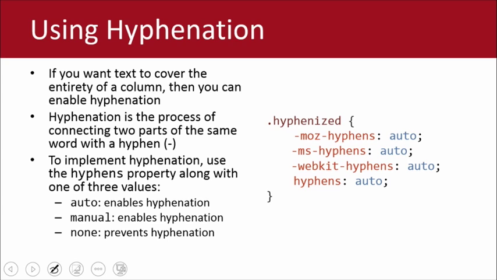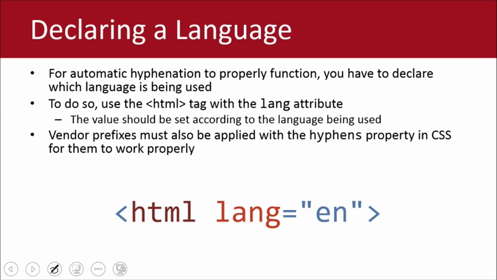So here I just went ahead and set it as auto. Notice that I use the vendor prefixes for everything along with hyphens itself in case a prefix isn't needed. One thing to note though about using hyphens is that if you want your text to automatically be hyphenated, you need to set the language in your browser, or sorry, not in your browser, but in your HTML document. And you just do that inside of the HTML tag with the lang attribute. For English, just set the value to EN.